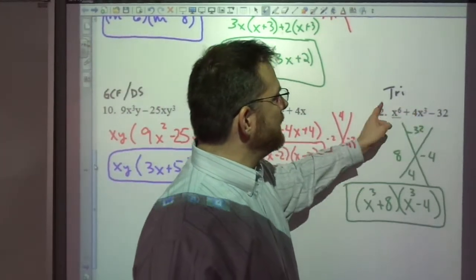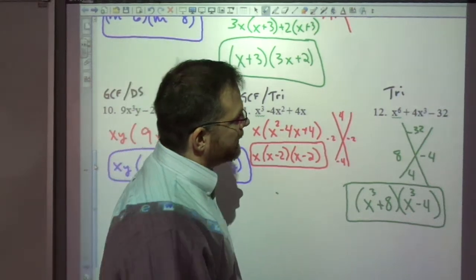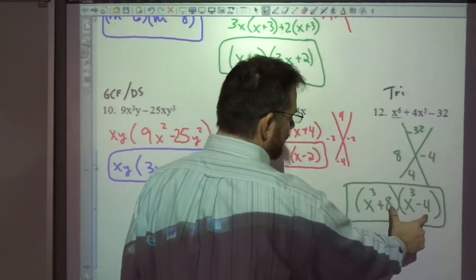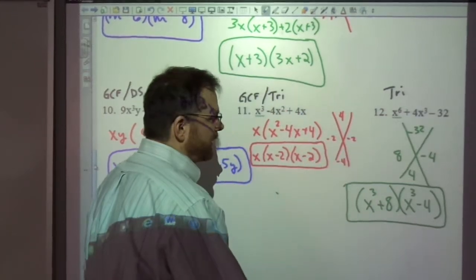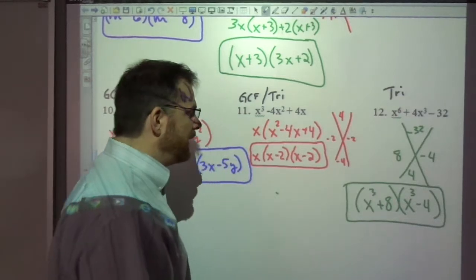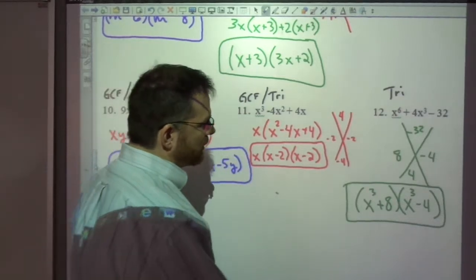This one is a trinomial and it's an easy kind. So I find things that multiply to be -32 and add to be 4, which are 8 and -4, and I put those in. But I have to be careful in this one because when I FOIL it, I want those first guys to equal x to the 6th. You can test it by FOILing and make sure it works.